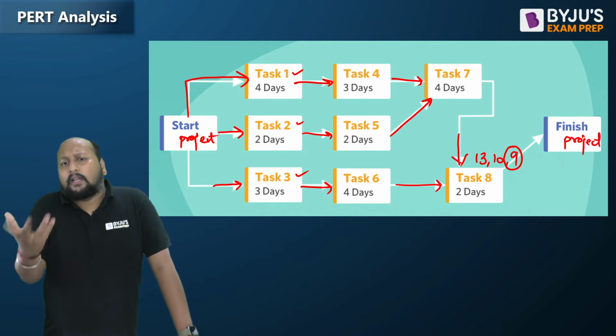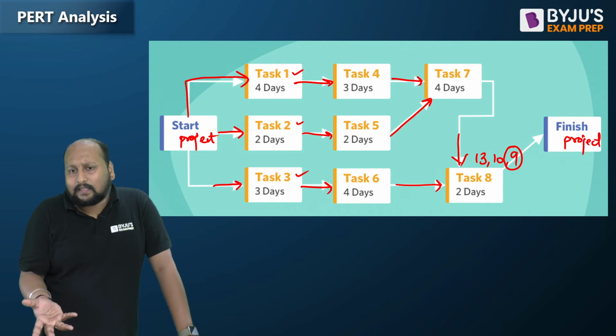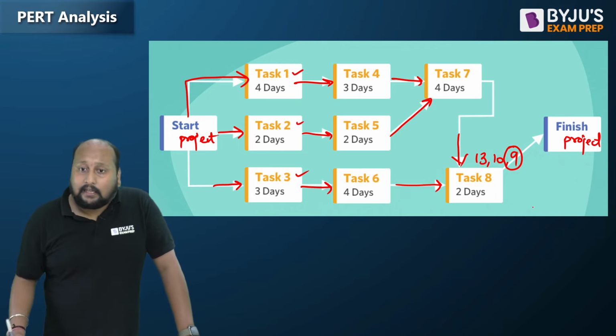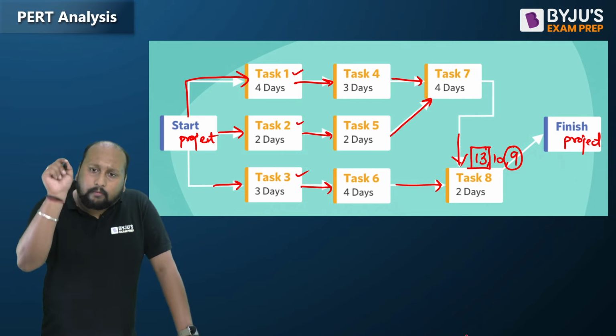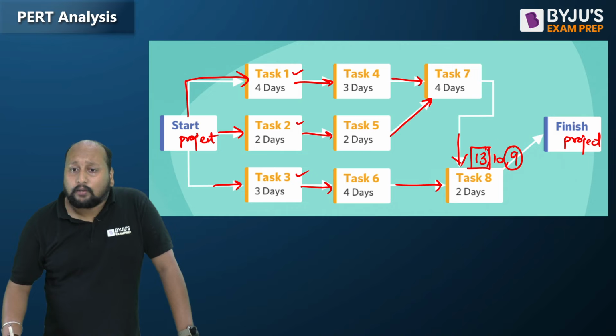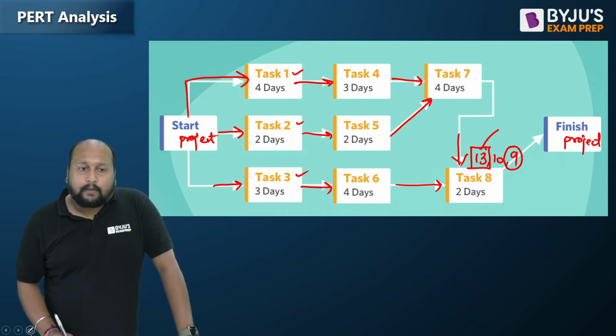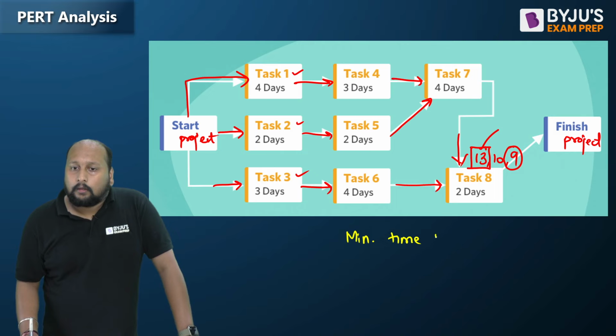In 9 days, only, let us suppose, 6 out of 8 tasks have been completed. But in 13 days, I can surely say all the tasks will be completed. All single tasks will be completed if I say 13 days. So this 13 days will be called the minimum time to complete this project. So minimum time to complete the project. Now I'm talking about the project.